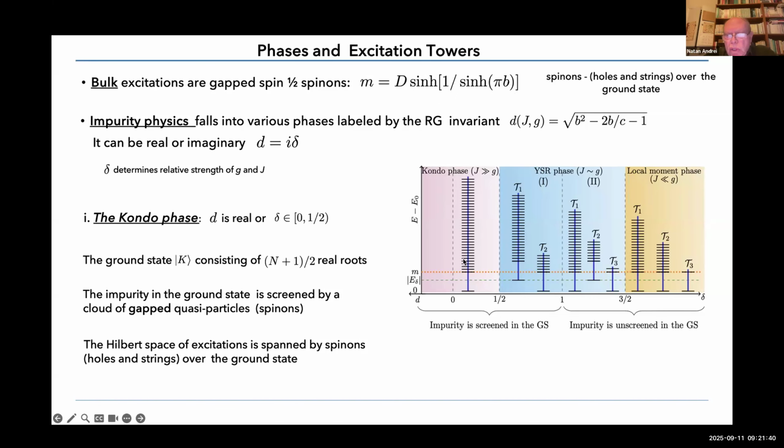excitations. So as you see here, in the Kondo phase where we have only spinon, if this is the ground state, the excitations have a gap m, and then we can fill up the full spectrum of excitations by summing over the spinons, which are built over the ground state, which consists of n plus 1 over 2 real roots. And then the spinons are created by making holes and adding spins to fill out the full Hilbert space of excitations. So this is the Kondo phase where J dominates, it's larger than the coupling in the bulk.